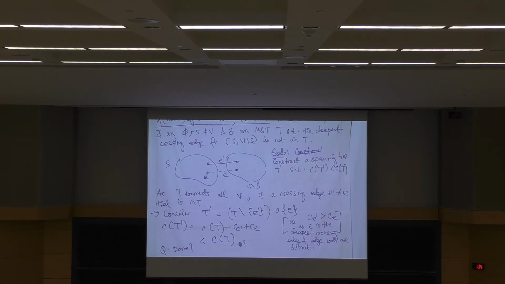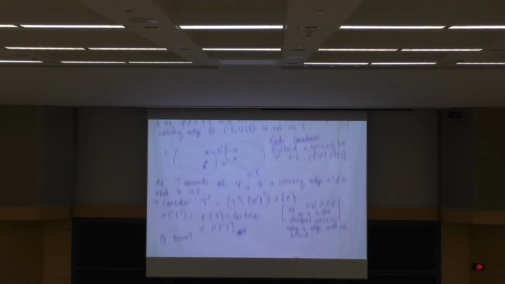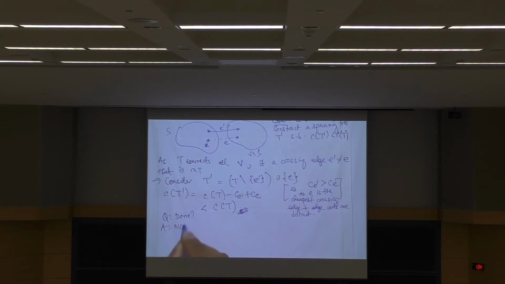Okay, so let me give you a quick example to show why this is not enough, and then we'll fix it. It turns out fixing the proof is not too hard. You just have to be a bit careful about how you pick this other crossing edge. Okay. All right. So the answer is no. And so for example, here's something. So let's say my S is so that, let's say this dotted edge E is the cheapest crossing edge.